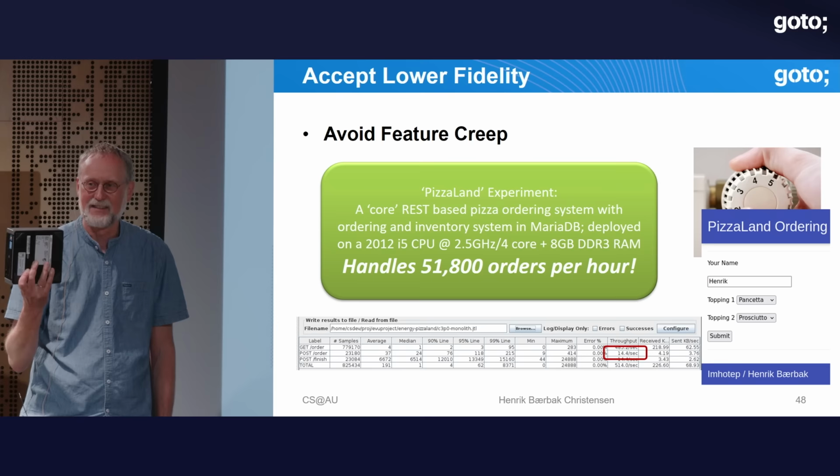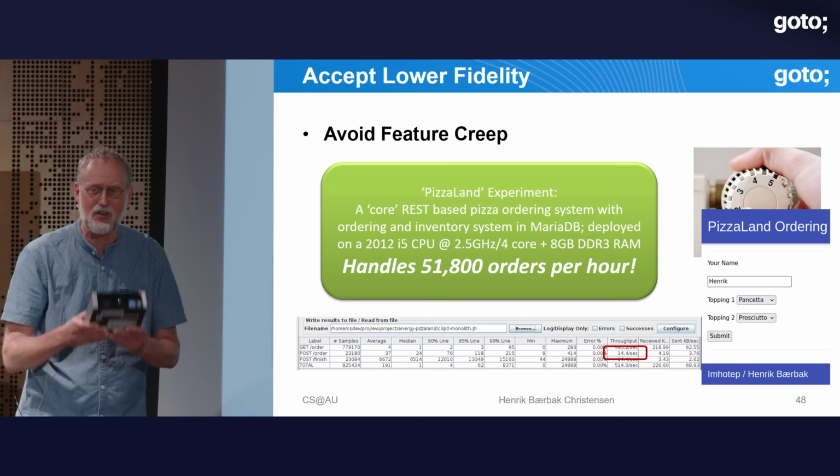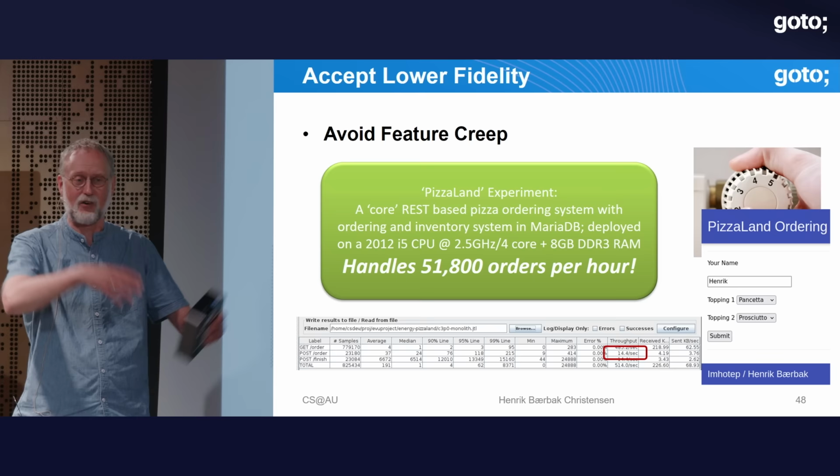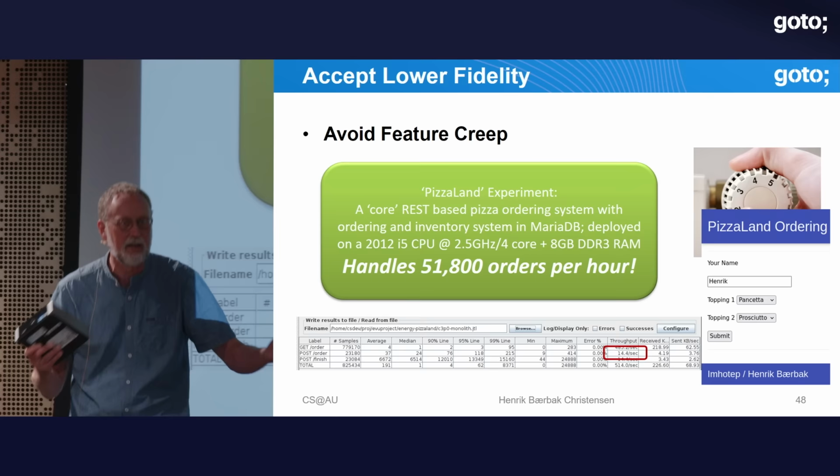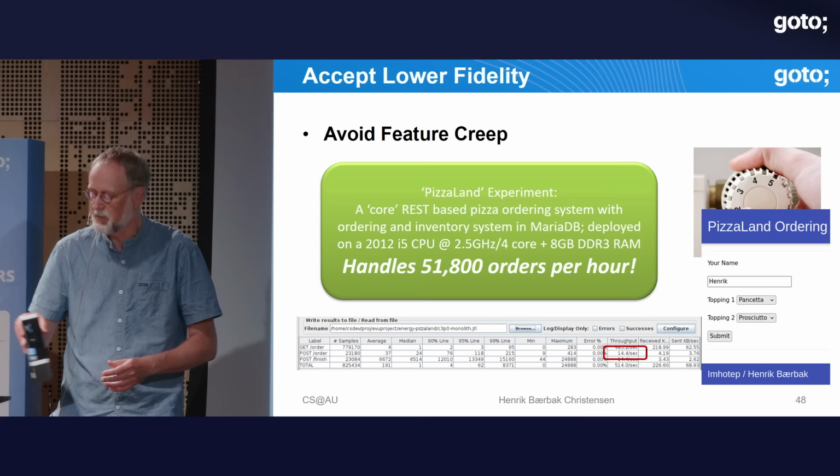So the point is, even 10-year-old hardware can do an awful lot of stuff if we just code the core things that it should do instead of putting all those bells and whistles around it. I know security will probably make that 5,000 orders per hour, but still, 5,000 orders per hour is a lot. So why do we need all the other things? It's because we put bullshit around it, sorry. Okay.